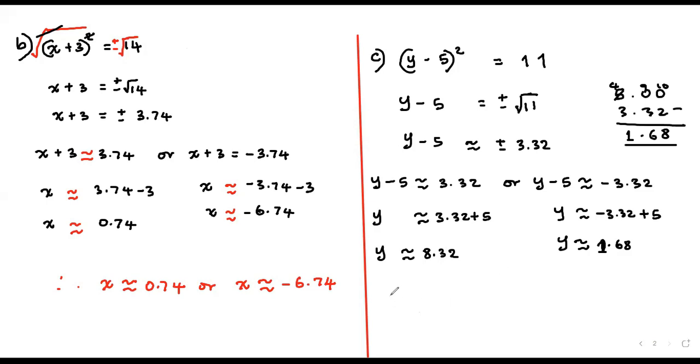So we say, therefore, y is approximately equal to 8.32, or y is approximately equal to 1.68. I hope that is very okay. So that's how we can solve quadratic equations in one variable while using the completing the square method.